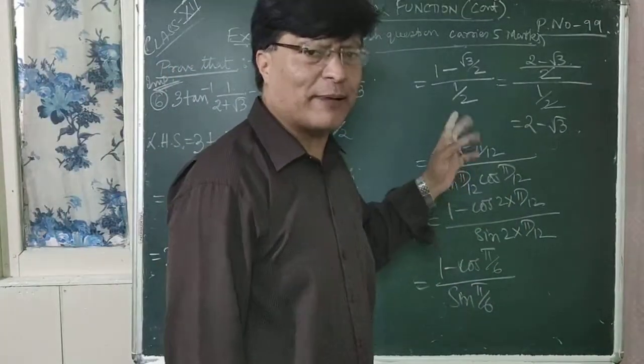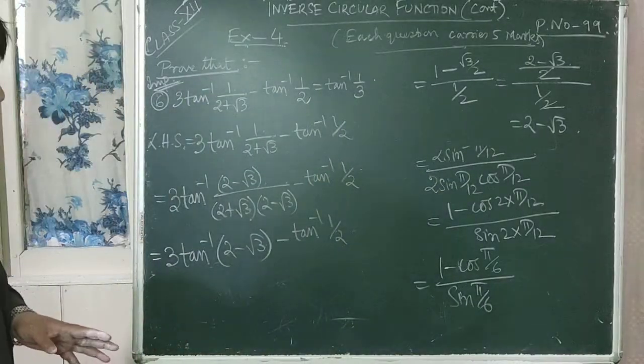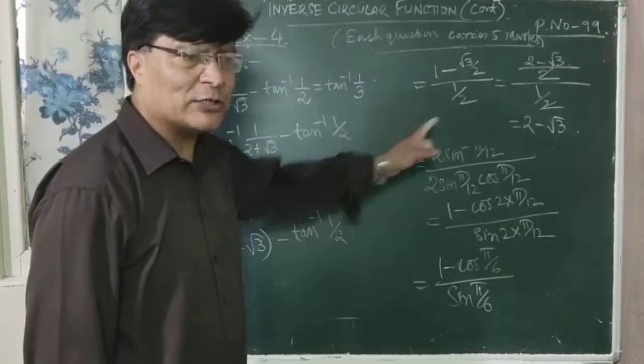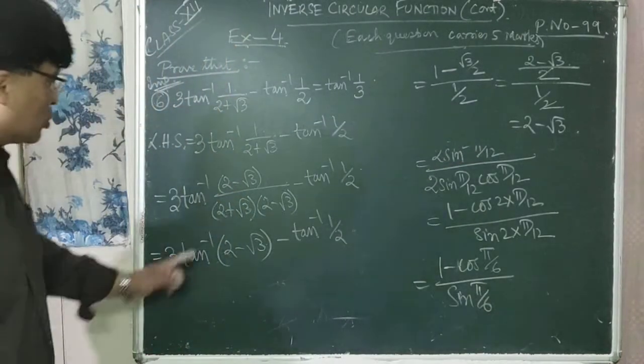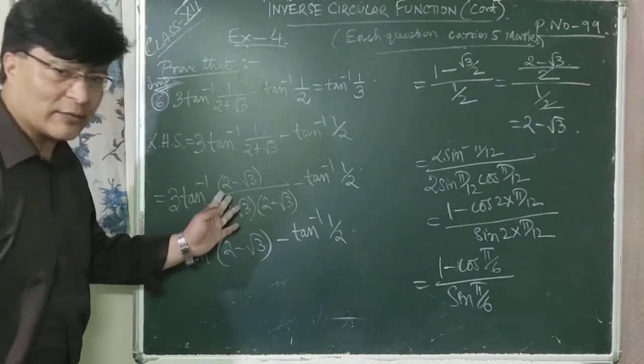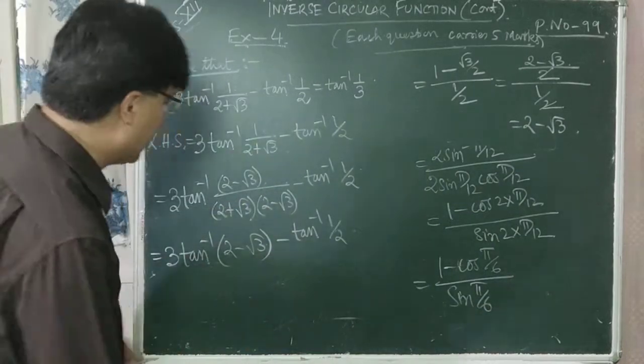It is tan pi by 12, isn't it? So it was tan pi by 12. You can check your copy. So tan pi by 12 is equal to 2 minus root 3. Is that clear? So instead of 2 minus root 3, what can you write? Tan of which angle is 2 minus root 3? It is tan pi by 12.